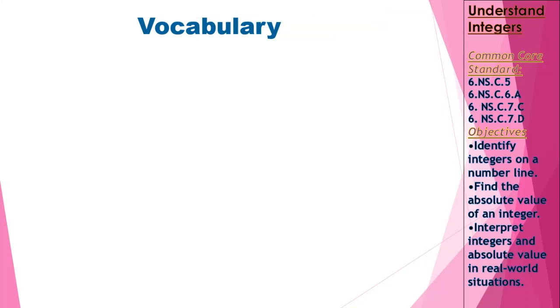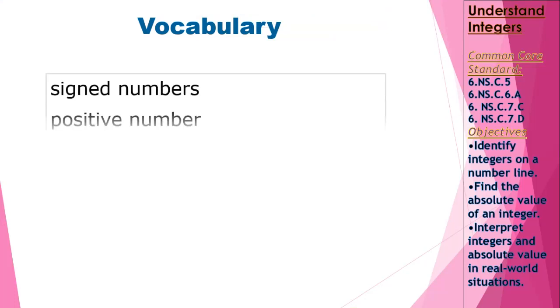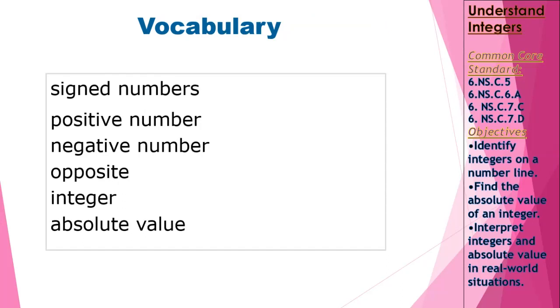Today we are going to start chapter 12, lesson 1, understand integers. Our objective for this day: identify integers on a number line, find the absolute value of an integer, and interpret integers and absolute value in real world situations. Let's start with our vocabulary for this day: signed numbers, positive number, negative number, opposite, integer, absolute value.